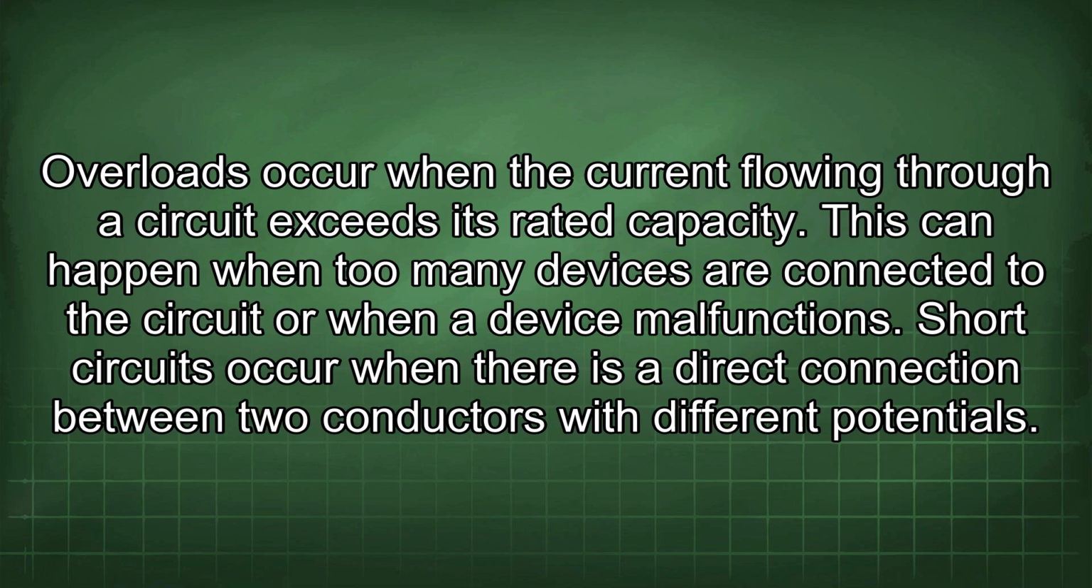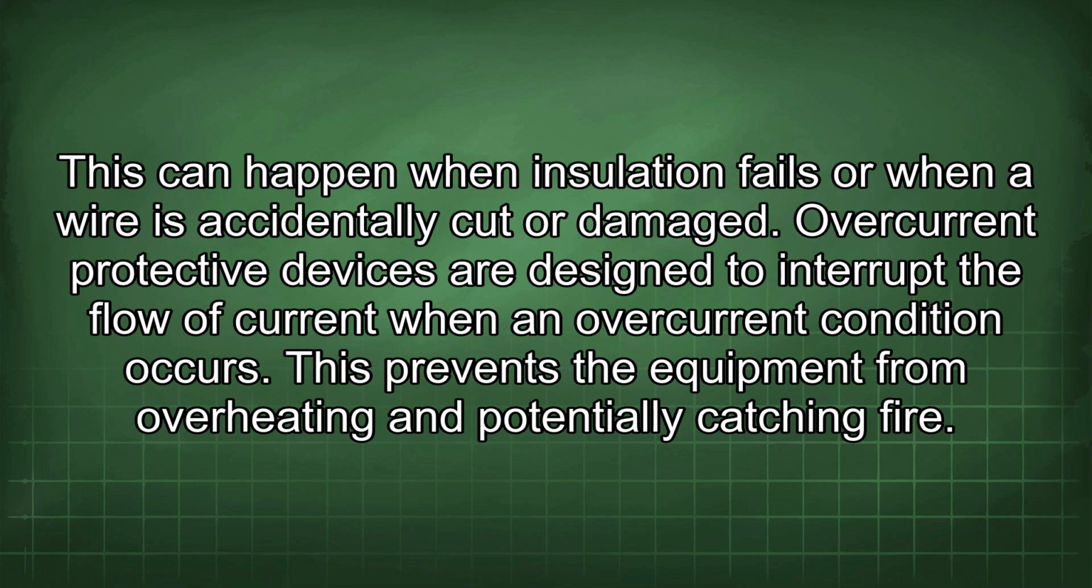This can happen when too many devices are connected to the circuit or when a device malfunctions. Short circuits occur when there is a direct connection between two conductors with different potentials. This can happen when insulation fails or when a wire is accidentally cut or damaged. Overcurrent protective devices are designed to interrupt the flow of current when an overcurrent condition occurs. This prevents the equipment from overheating and potentially catching fire.